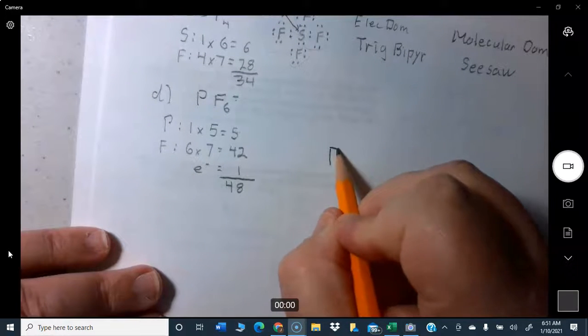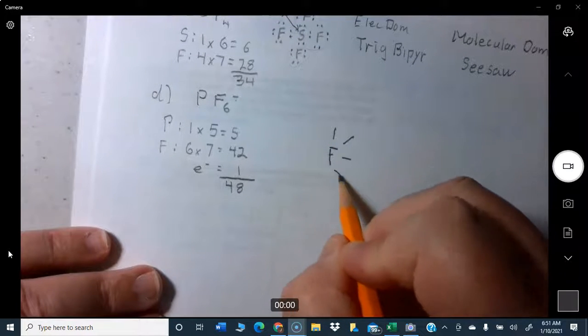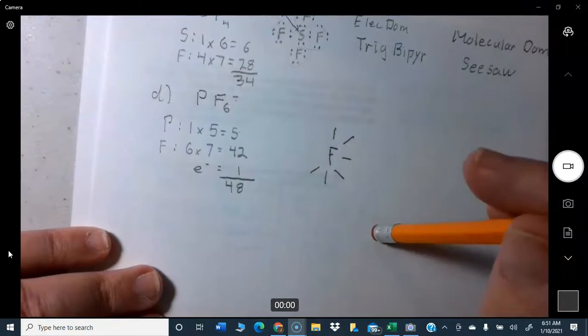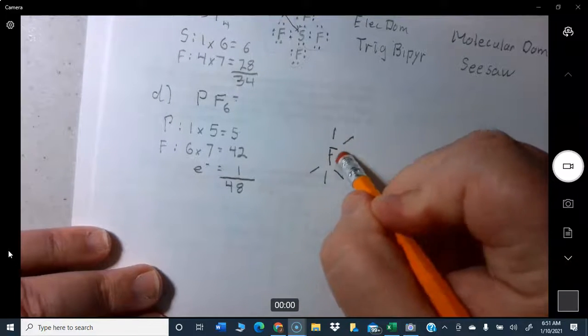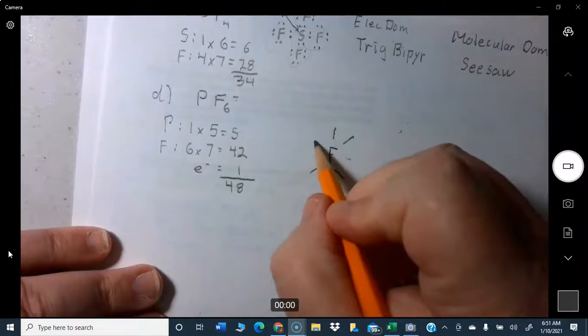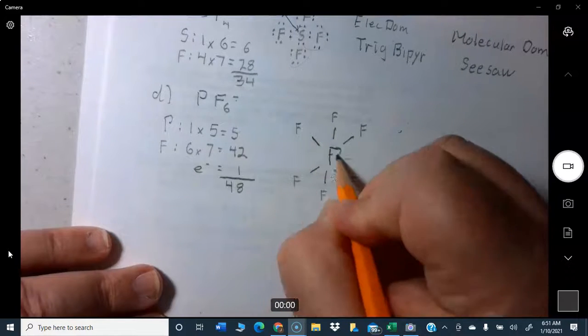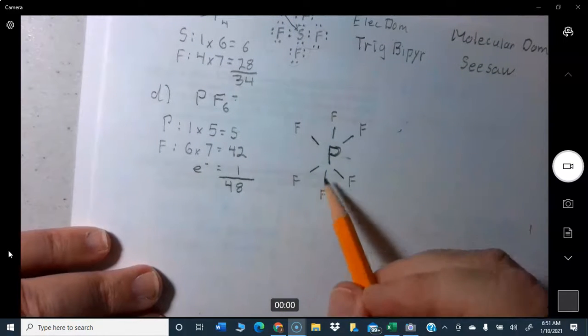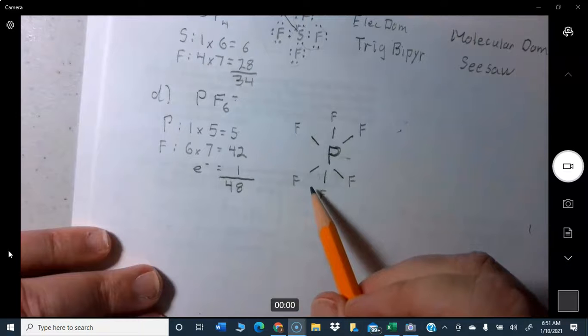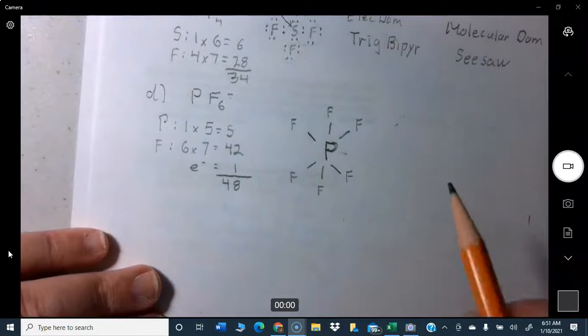So this is definitely just going to look like this. Too many. Let me get rid of that one. Okay, and they can be more evenly spaced than what I showed, like that. So here's fluorine. Okay, so there's 6. So all these have 8. So 6 times 8 is 48. That's it. That's the deal.